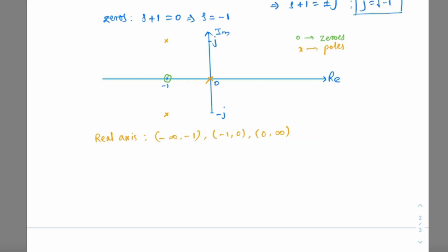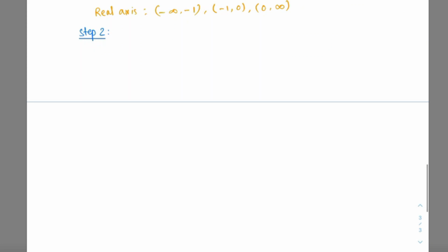So now we'll look at step 2. Step 2 says we have to locate the parts of the real axis that lie on the root locus. So the real axis has been divided into three parts. Amongst these three parts, we have to figure out which part lies on the root locus.